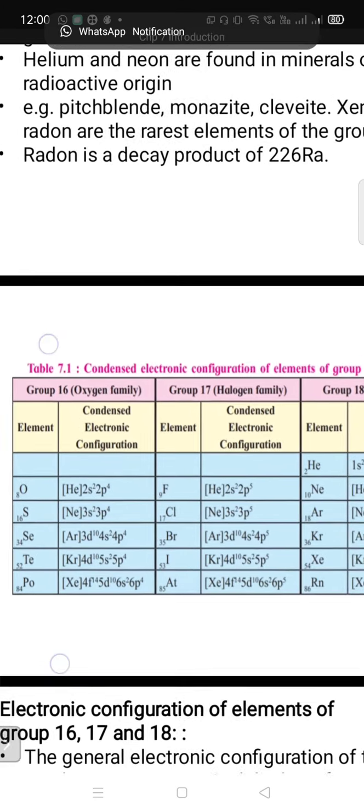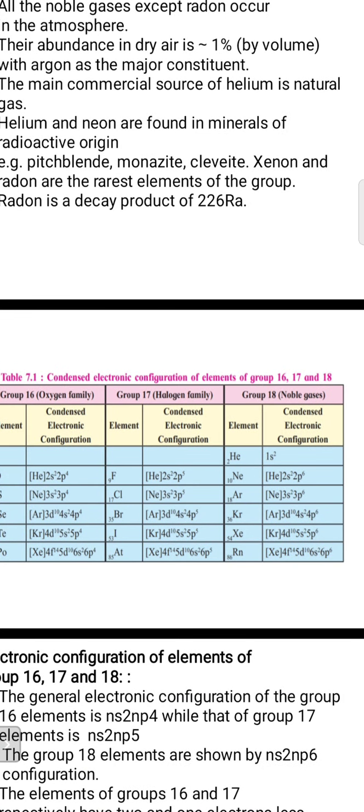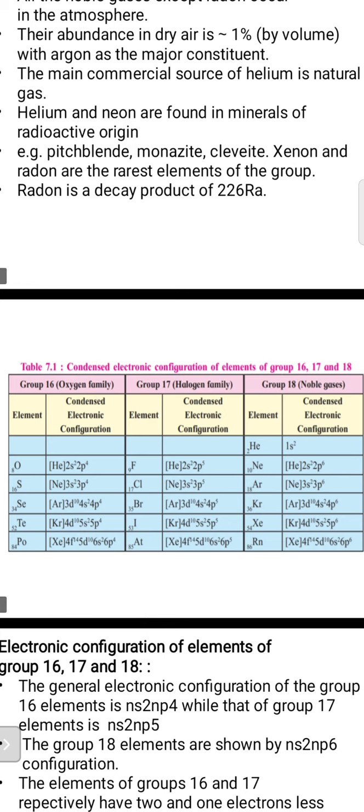Later on, the condensed electronic configuration of the elements of groups 16, 17, and 18. I just told you the electronic configuration of argon. You can get that information from this table also, table number 7.1. It shows condensed electronic configuration. The configuration of argon is 1s2 2s2 2p6 3s2 3p6. This is the electronic configuration of argon.